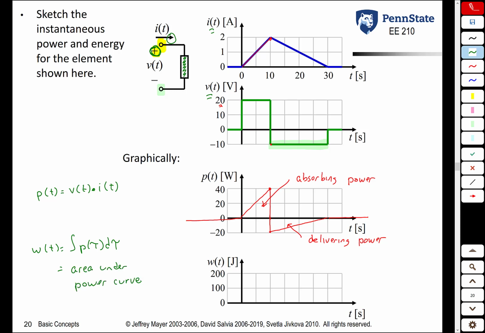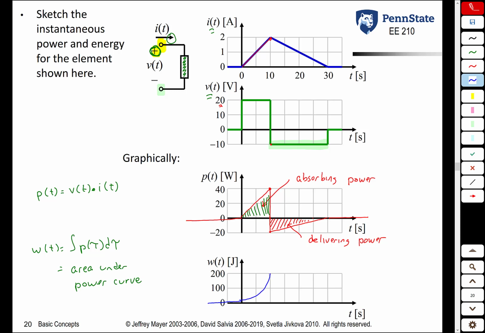So if you think about this now, as we start integrating the area, it's going to start small at first and get more and more area up to 10 seconds. And then starting at 10 seconds, the area is going to decrease quickly at first and then more slowly. So what we're going to see, without actually doing the math, is that the energy is going to look like a parabola. It's going to start at 0, then it's going to parabolically increase.